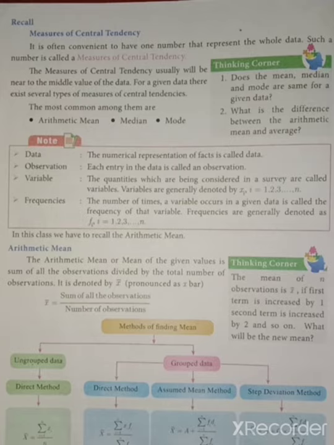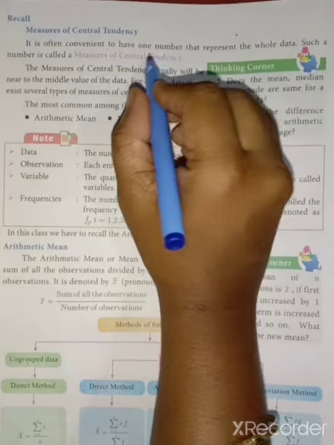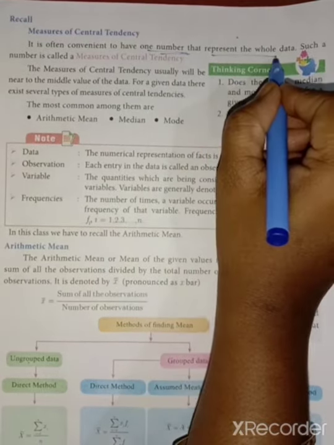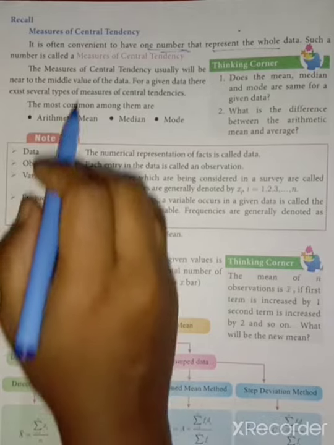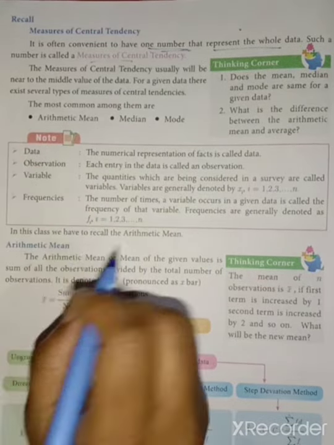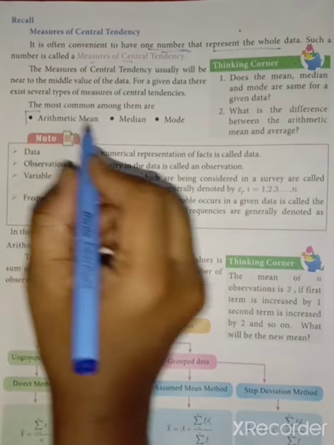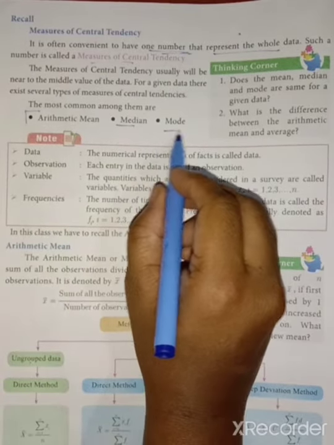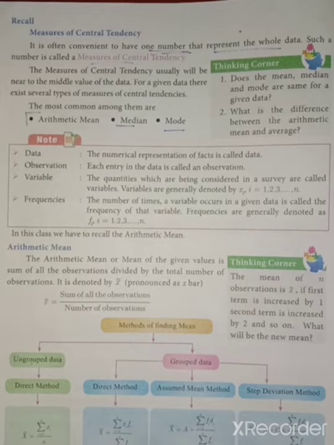A single number that represents the whole data is called a measure of central tendency. Here the most common ones that you have seen are arithmetic mean, median and mode. These three methods are used for the measures of central tendency.